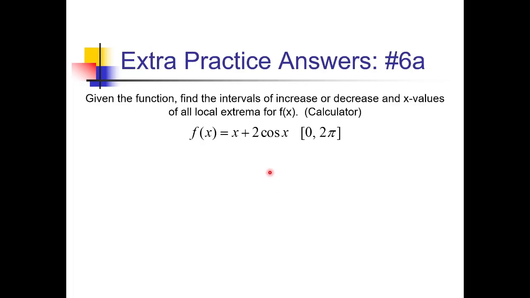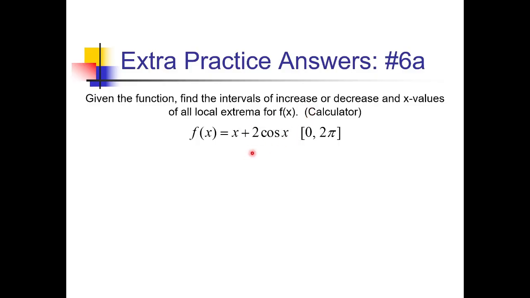For this problem, we're given the function f of x equals x plus 2 cosine of x on the interval from 0 to 2 pi, and they want us to find the intervals of increase and decrease and the x values of local extrema and which kind of extrema those are. So first thing we're going to do that would help us with all of this is to find the first derivative of this, because we're going to need to look at the sign of the first derivative for all of this analysis.